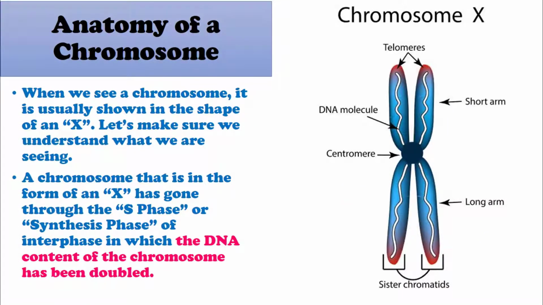When we see a chromosome in a textbook, it is usually shown in the shape of an X. Let's make sure we understand what it is we are seeing. A chromosome that is in the form of an X has gone through the S phase, or synthesis phase, of interphase, in which the DNA content of the chromosome has been doubled.